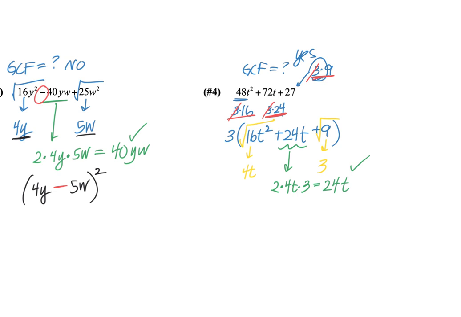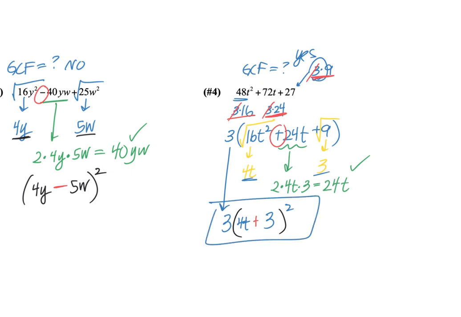So I'm going to use my shortcut. The only difference is that 3 has to come along for the ride. So I'm still going to have that 3 on the outside. Then I take the first term, which is 4t. I keep the sign that's first, which is the plus. And then I take that last term, which is 3, and I square it. So this right here is my answer.